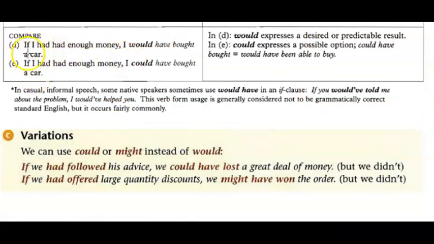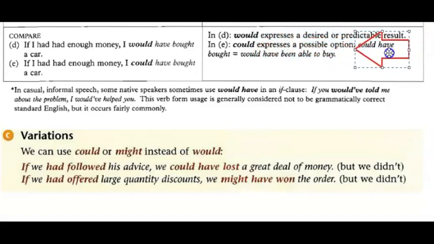Now, let's compare these two. I am going to read both of them. If I had had enough money, I would have bought a car. If I had had enough money, I could have bought a car. Now, would is the past form of will, and will is all about predictions. So would expresses a desired or a predictable result in the past. Could, on the other hand, expresses an option that you had or that the person had. So in other words, in the past they had the option to either buy a car or maybe to buy something else. So therefore it was an option, not necessarily a prediction. So that is where the difference lies with the conditionals.